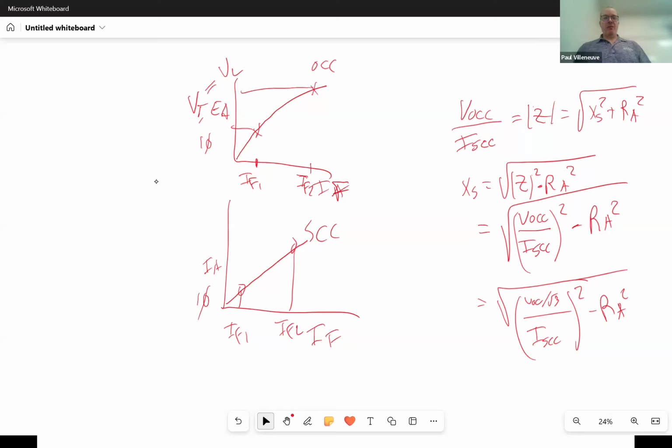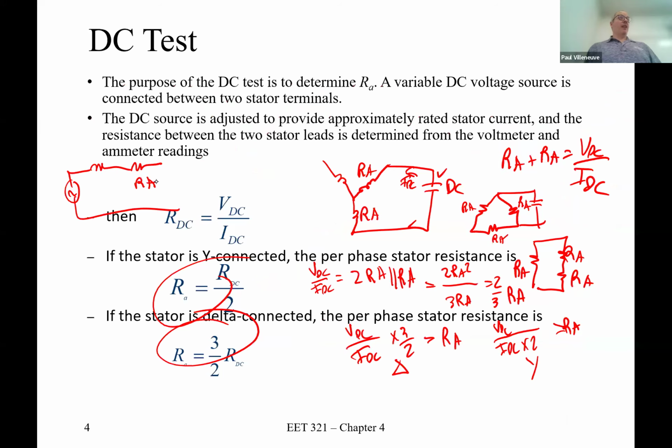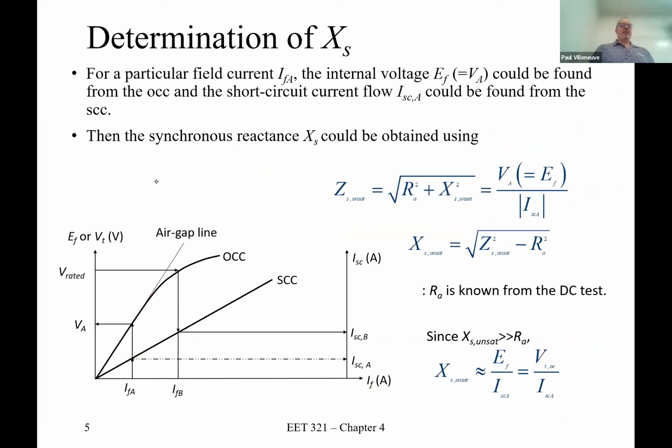So that's the handwork. Let's go back to the presentation. You've got RA. Here is the information sort of laid out.